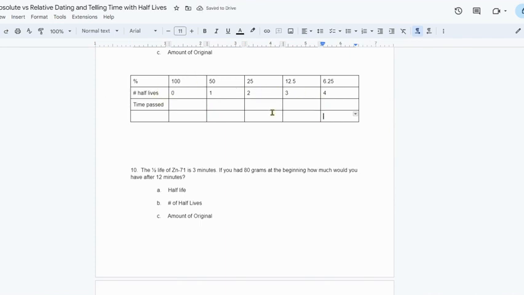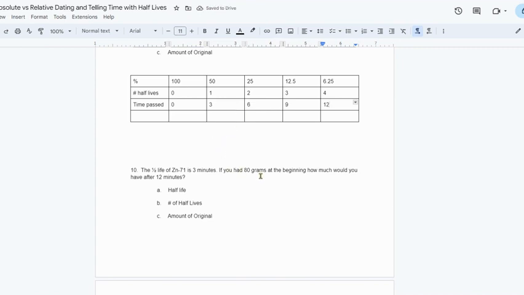The half-life never changes. If we have 80 grams at the beginning, how much would you have after 12 minutes? So it says right here, my half-life is 3 minutes. Okay, so this would be 0 minutes have passed, 3 minutes have passed, 6 minutes have passed, 9, and 12.